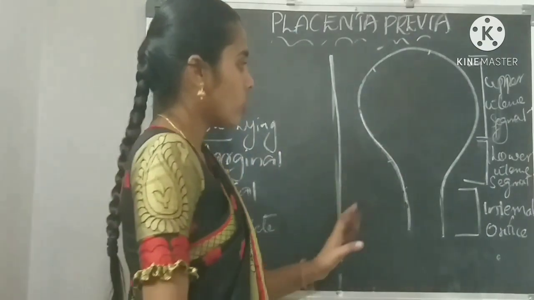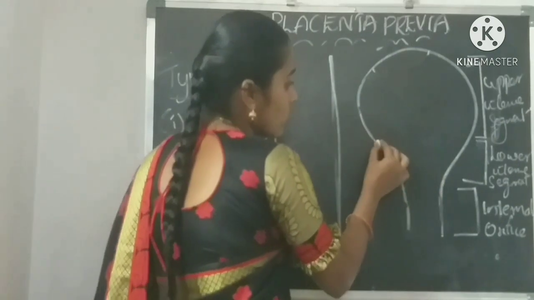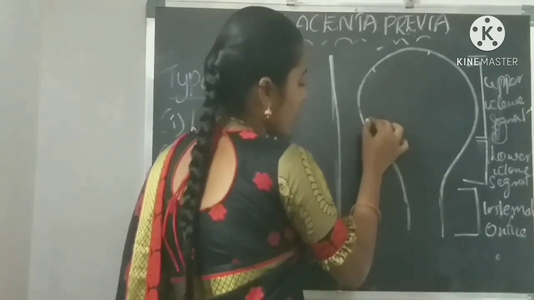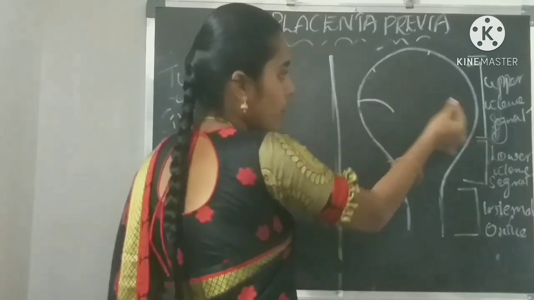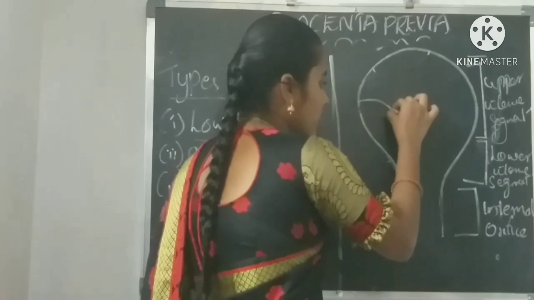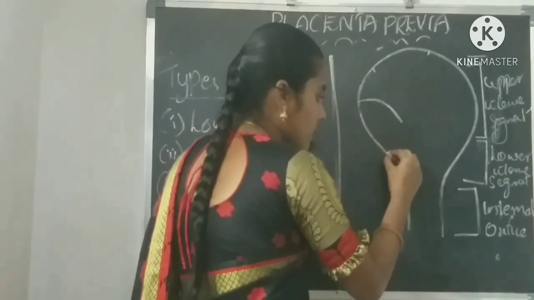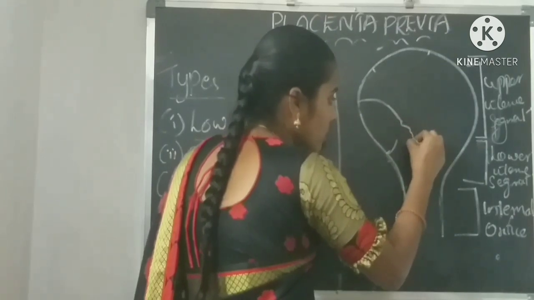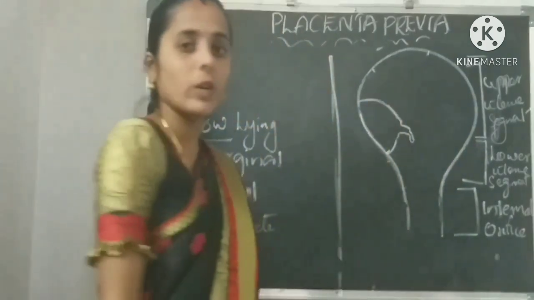In the low lying placenta, we will see the diagram. The major part of the placenta is present in the upper part of the upper uterine segment. This major part will be present in the upper uterine segment, but the lower border of the placenta will reach the lower uterine segment.